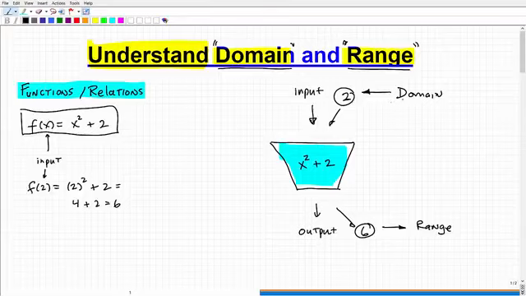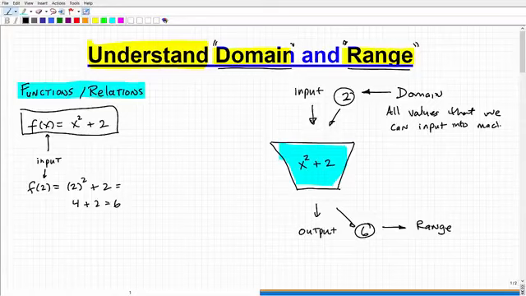So technically, the domain, which you can think of as the input values that we put into a function, is the set of all input values. So the domain is all numbers, or all values, that we can input into our machine. I'm not using technical mathematical language here, but I want to give you an idea of how to understand this. So the domain is the set of all values that we can input to our machine.